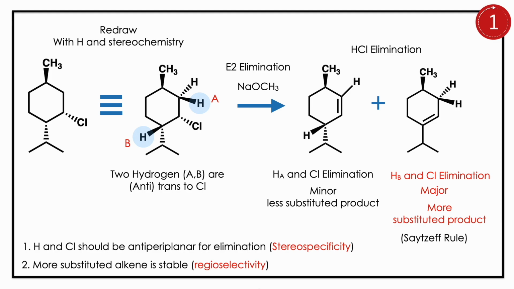The regioselectivity matters. Here the beta hydrogen will be eliminated because of the more substituted alkene. Zaitsev's rule says that elimination is based on the higher substitution. So there are two different factors here. Hydrogen and chlorine are eliminated only if they are in the anti position, or anti-periplanar position. The second thing is that the more substituted alkene will form. So two different concepts in the same problem, but a simple problem.